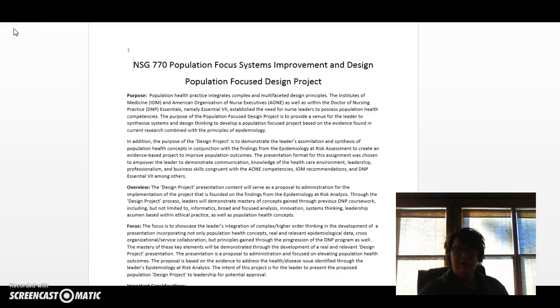Okay, we're going to go through our population-focused design project, and this is where we're going to bring everything together. And I just want to take a step back and look at the purpose for this particular assignment. We know that population health is an integral part of the DNP Essentials. And in addition, the American Organization of Nurse Executives has specific competencies on population health.